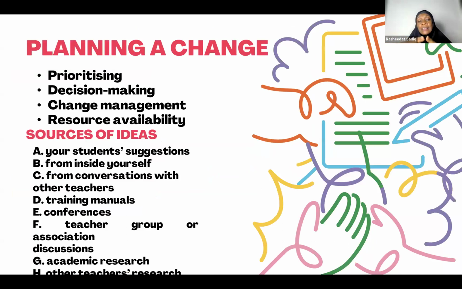Okay, so we said that once you've gotten your findings, then you go for planning a change. How do you get ideas on what to do to change? Because sometimes you don't even know what to do. Like, this is how I've been doing it. This is how I was taught. This finding is showing that I need to make a change, but I don't know what to do. Ask your students for suggestions.